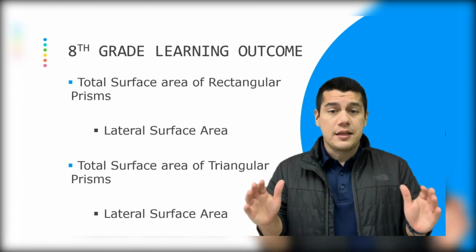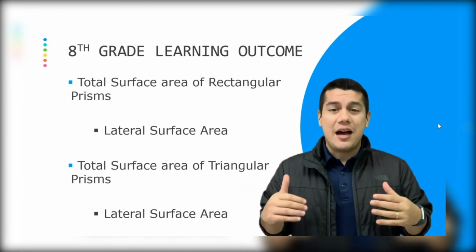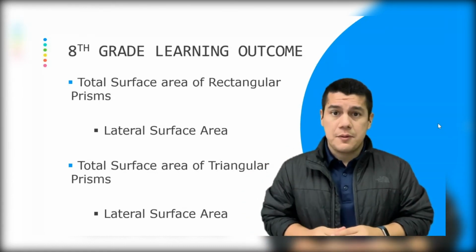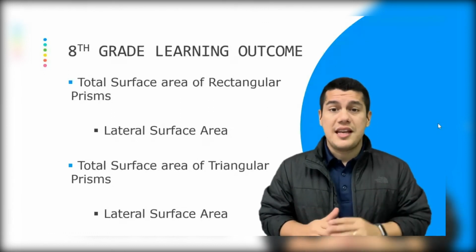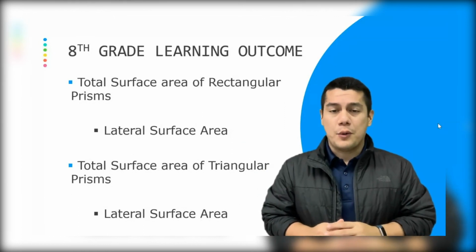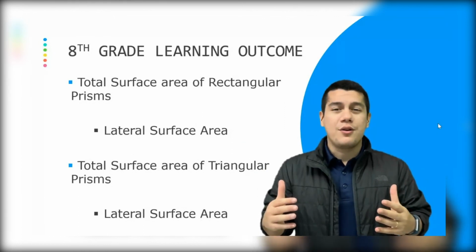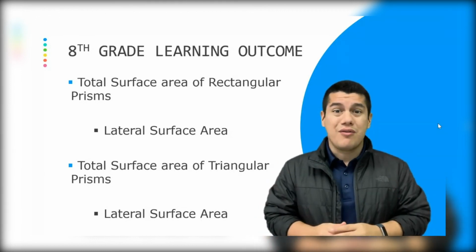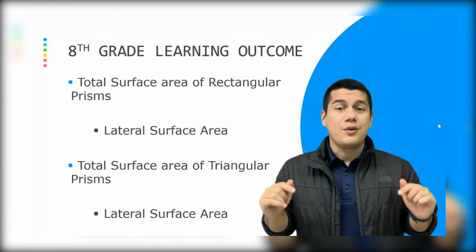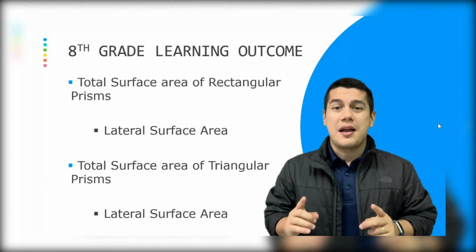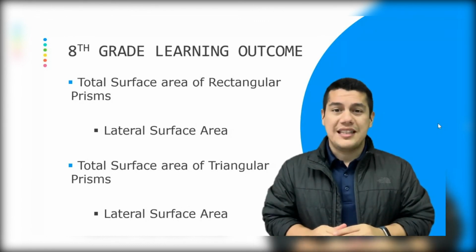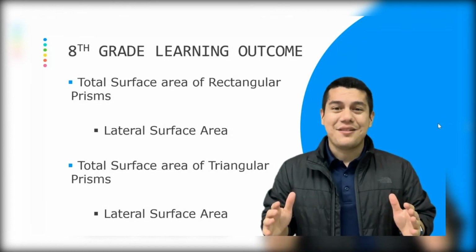For our 8th graders, we learn how to calculate the total surface area of rectangular prisms. And we learned that lateral surface area means just the walls of that rectangular prism. We also learned how to calculate the total surface area of a triangular prism. And we learned that in order for us to get the lateral surface area, we need to account only for the rectangles and not for the triangles. And that is the end for our lesson.